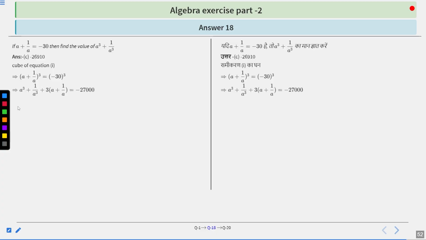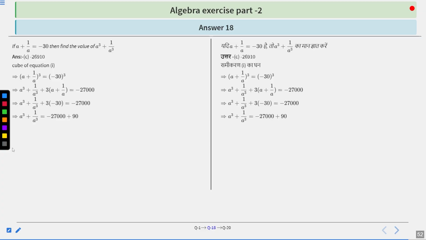So using the formula of a plus b whole cube, we can expand a plus 1 upon a whole cube, that is a cube plus 1 upon a cube plus thrice of a plus 1 upon a, that is equal to 30's cube is 27,000 and minus was there, so it is minus 27,000. Now a cube plus 1 upon a cube plus 3, the value of a plus 1 upon a was already given in the question, that is minus 30. So plus 3 into minus 30 is equal to minus 27,000.